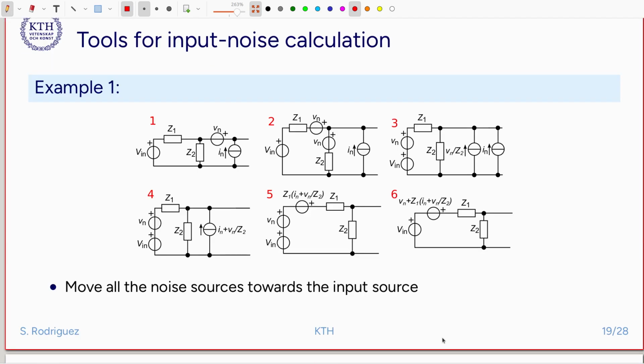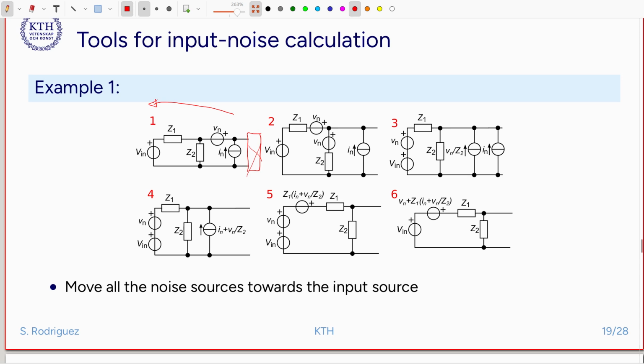Okay, so we'll have our first example. We have our 2-port model with the input referred noise voltage and noise current. When we have these, we can already forget about the 2-port model here, because now we are just going to start moving these sources in this direction.